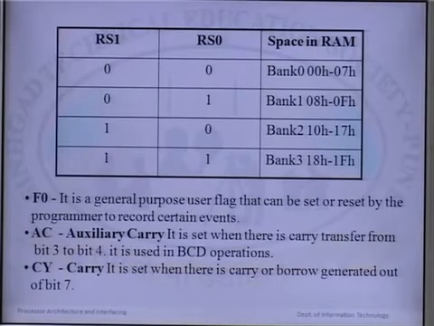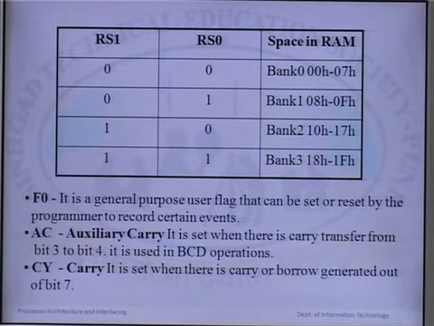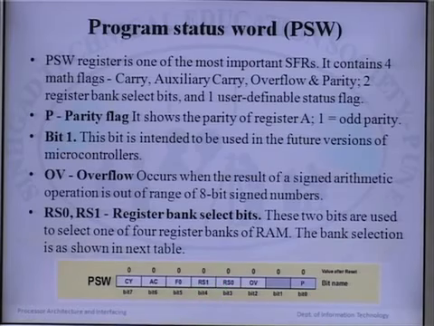The selection is based on this table. Whenever the RS1 RS0 combination is 00, at that time bank 0 is selected, that is the address in the range 00 to 07H of the RAM is active. Whenever the combination is 01, bank 1 is selected. For the 10 combination, bank 2 is selected, and for the 11 combination, bank 3 is selected. Upon reset, automatically bank 0 is selected. That is, the RS1 and RS0 bits in the PSW have the status 00 upon reset.